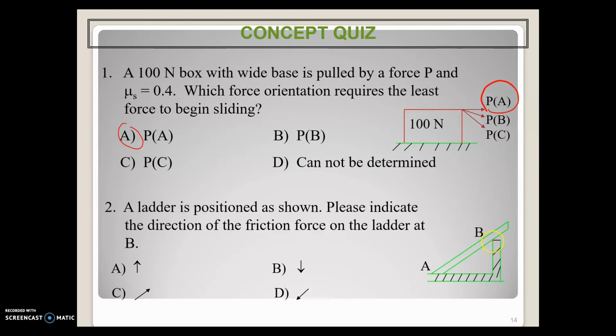So, bila dia tend to slide ke bawah, so dia akan right. Friction force akan parallel dan opposite you punya apply force. Okay, di mana tangga ni akan slide ke bawah. Betul tak? So, dia punya friction force akan ke atas. So, the answer is C.